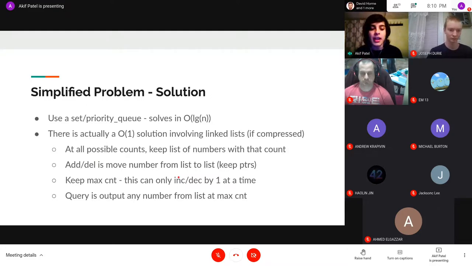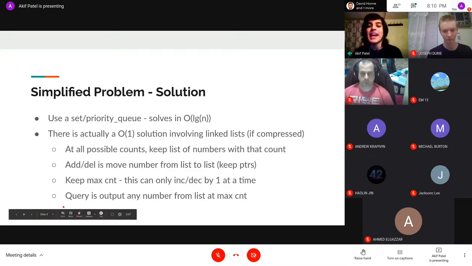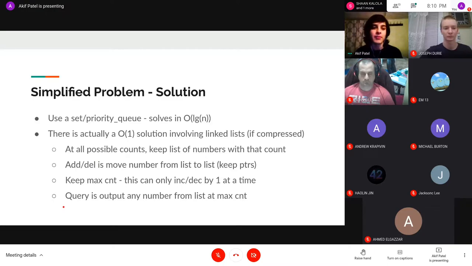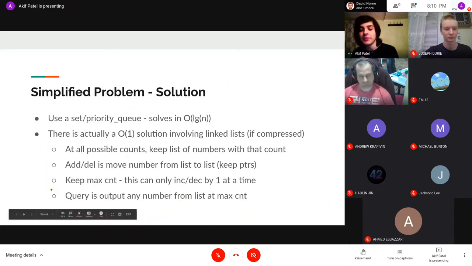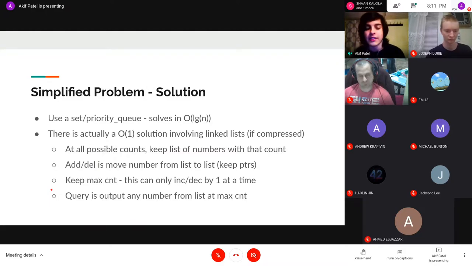And then the query operation is just outputting any item from the linked list at the max count. You can just output the head of that or something. All of these are constant time operations, and so the entire thing is constant time. Any questions about this? It's not crucial for you to understand this. It was just something cool, I thought.